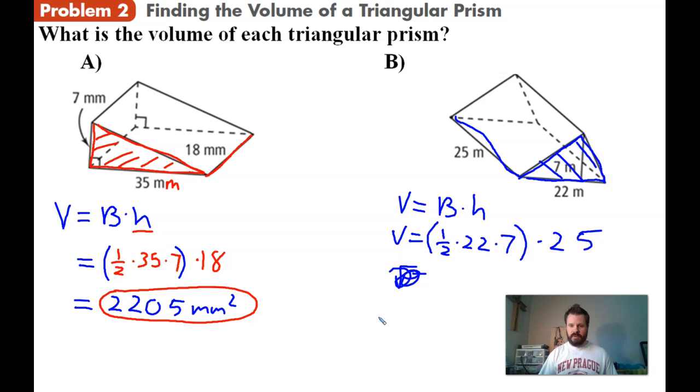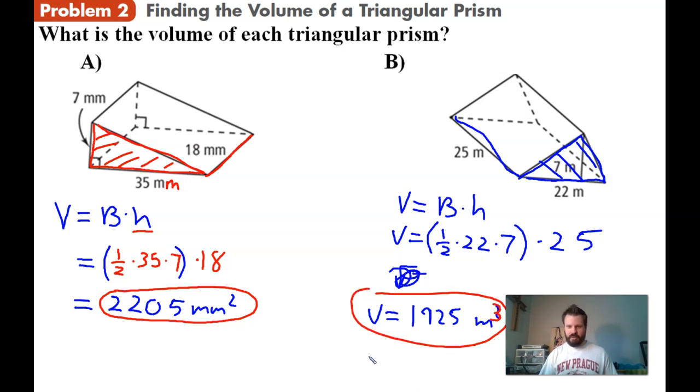And when I multiply all that through, I end up with 1925. We can say meters squared. Okay, so 1925 meters, whoops, to the third, not squared. Yuck, ugly problem.